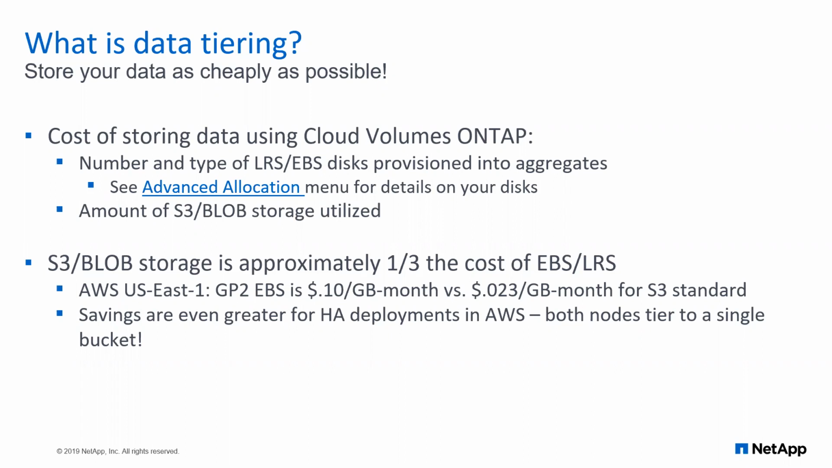Anyway, another key thing, and this is huge if you are doing an HA deployment in AWS: both of your nodes tier to a single bucket. As you probably know, when you do an HA deployment in AWS, you have a fully redundant environment. Everything is duplicated, including your EBS disks. When you use data tiering in AWS on an HA deployment, and you switch out 2 EBS disks for 1 bucket, the savings are significant. It becomes more like a sixth of the cost, which is awesome.